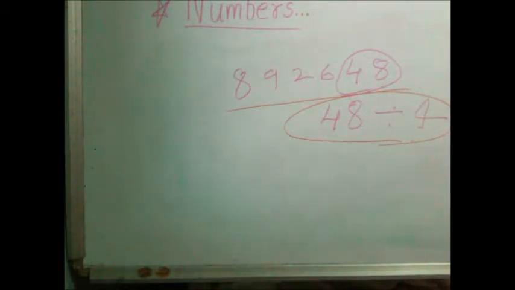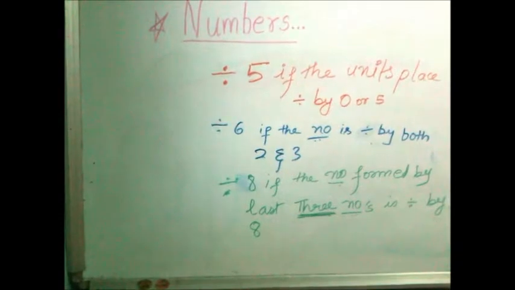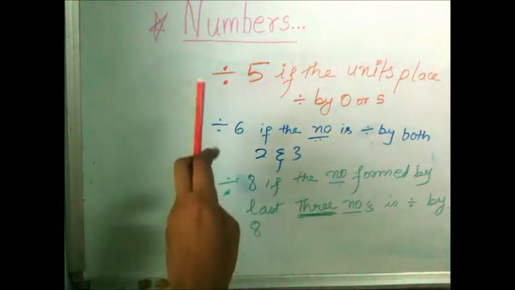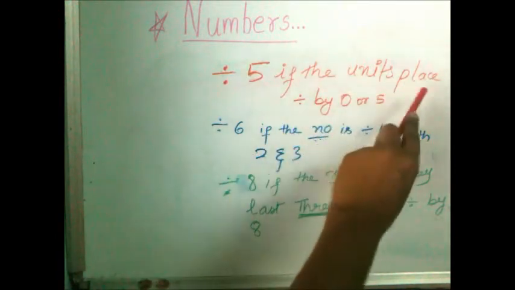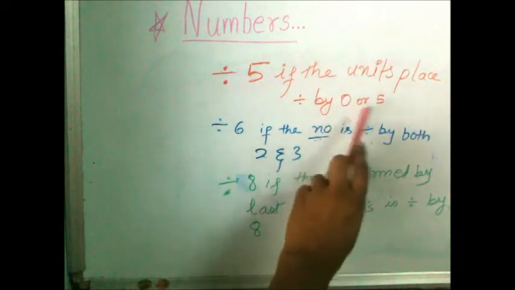So let's go to another session. If you want to know whether a number is divisible by 5, just check: the number is divisible by 5 if the units place is 0 or 5.